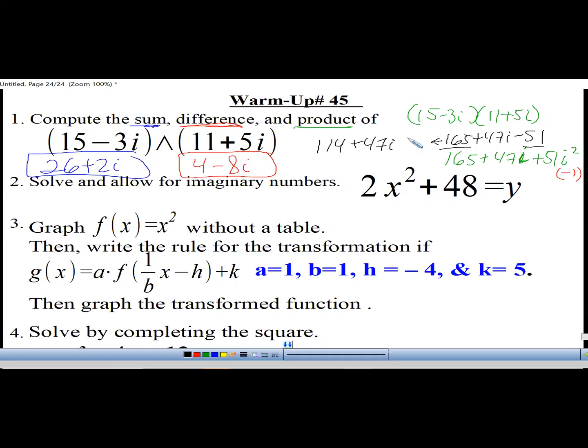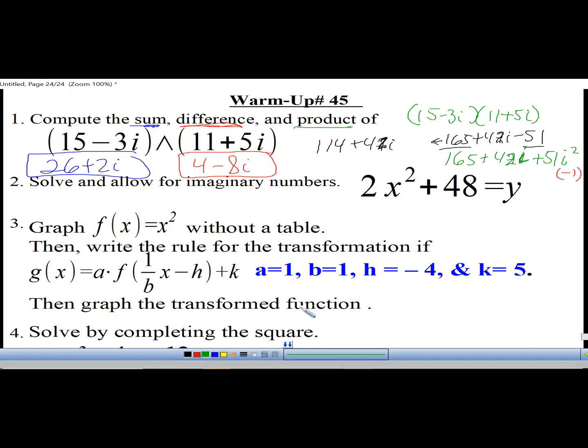Did we get the computation right? Let's see. 75 minus 33. Isn't it 42? Yeah, I got 42. Oh, okay, 42i. All right.